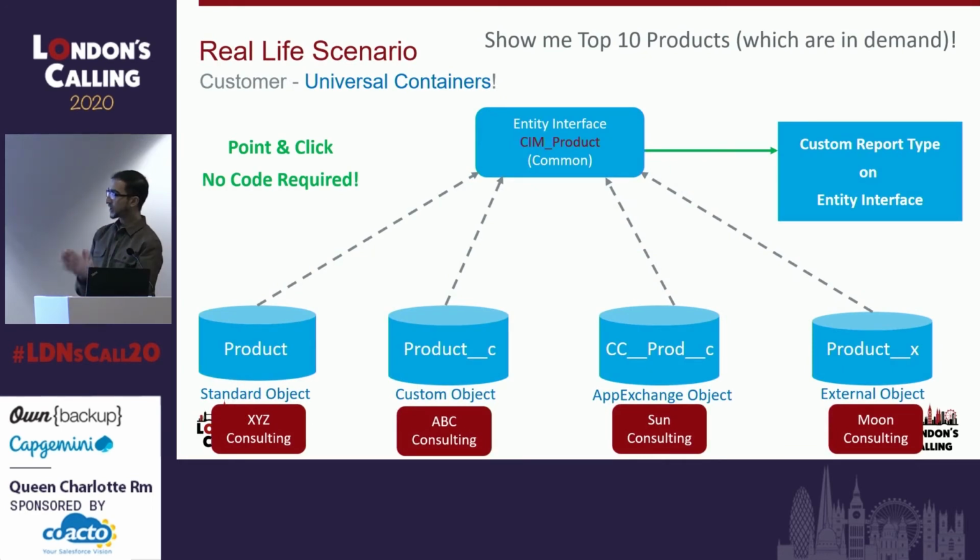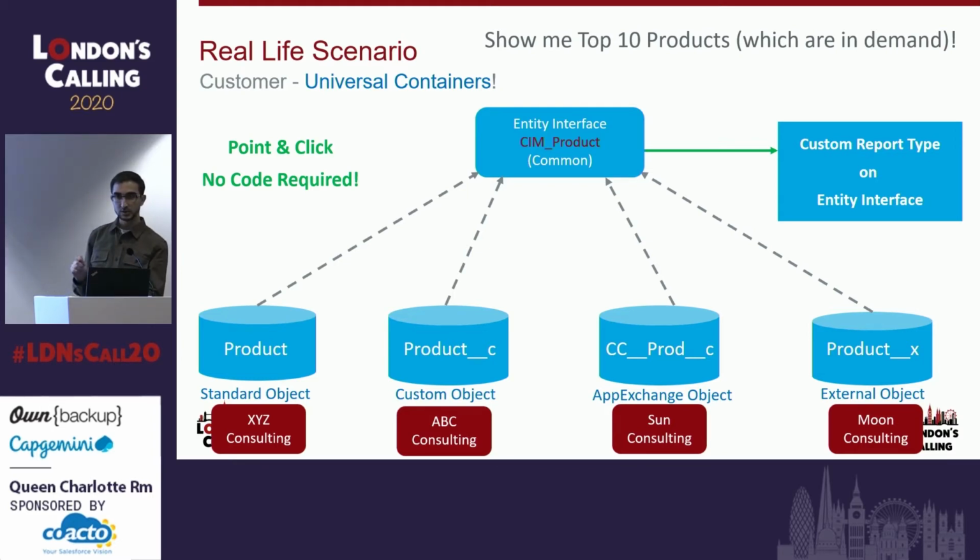All right, let's go back to the scenario. Let's talk about a real-life scenario. Say we have the customer Universal Containers, and they have a requirement. There are different consultancies working in their Salesforce org, and they have different objects, but logically the same object, product. XYZ Consulting works on a standard object, product, ABC Consulting and other consultants have their own objects. But the requirement is that we need to show the top 10 products from all these data sources.